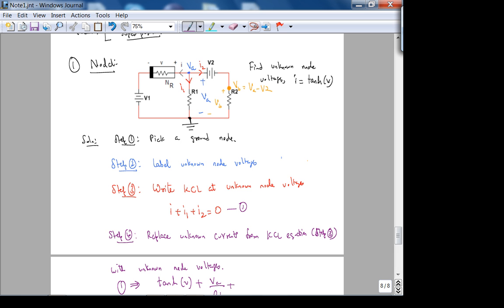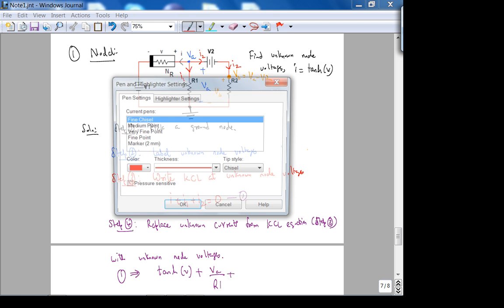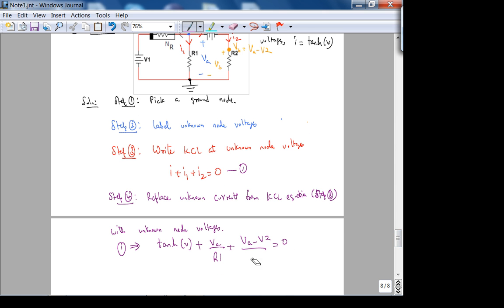What's the expression for I2 in terms of VA? Well, this is also I2. That is the current through R2. I2 is simply VB over R2. Yes? But VB is VA minus V2. So, in one step, I can write this is VA minus V2 over R2 equals 0. Okay? Is that clear?